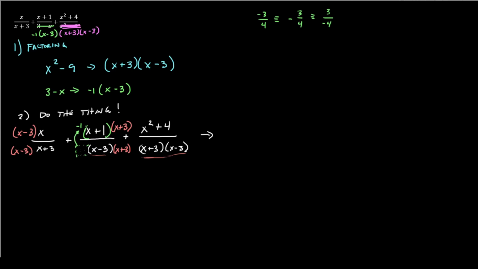Alright, so let's go ahead and send this over, and what we're going to do is distribute all this out. So after distribution, we're going to have x squared minus 3x, keeping in mind that this is all over the common denominator of x plus 3, x minus 3. These two factors can go in either order. Do not recombine them, please. It's going to be in your best interest to not recombine them.